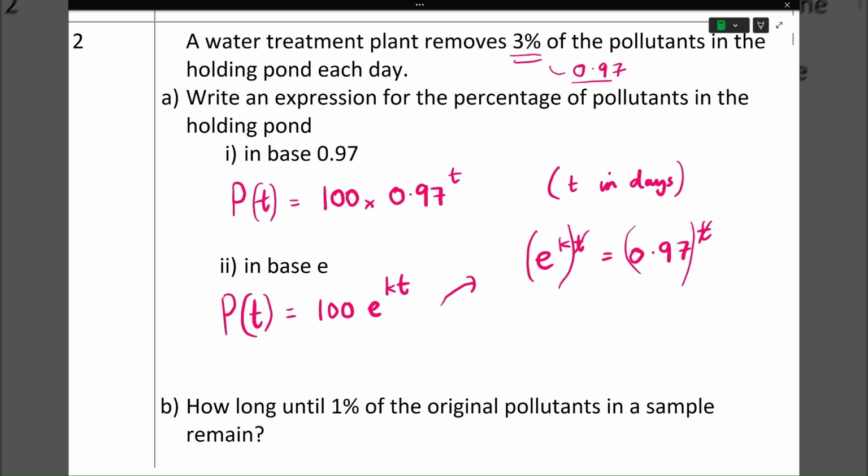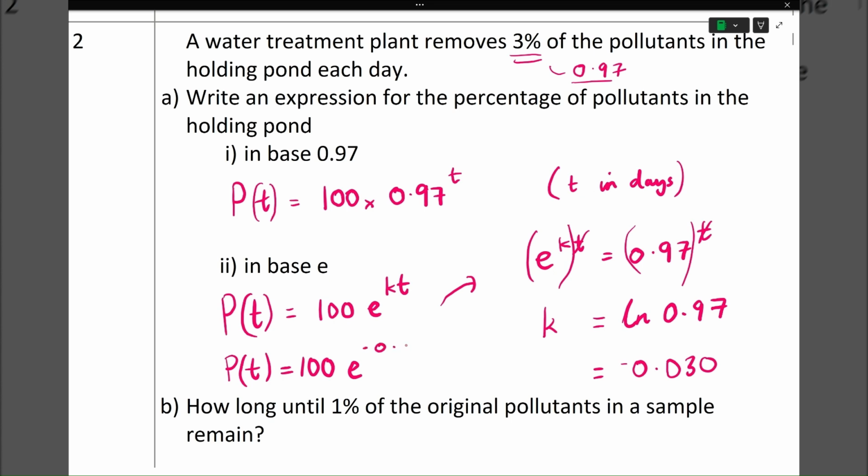So e to the power of k is equal to 0.97, so k is equal to the ln of 0.97, which is equal to minus 0.030, if I'm leaving it to two significant figures. So putting all that in one final equation, I'm going to write P as a function of t is equal to 100 times e to the minus 0.030t, provided t is in days.